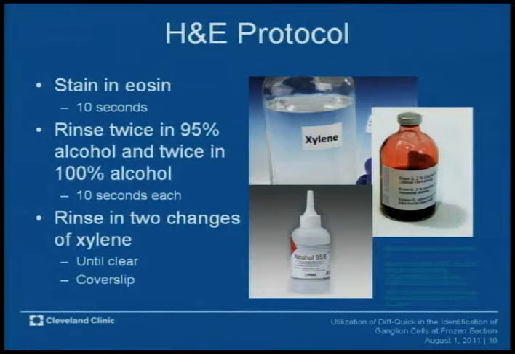The tissue was stained in eosin for 10 seconds and then briefly rinsed twice in 95% alcohol and twice in 100% alcohol. Finally, the tissue was soaked in 2 changes of xylene until the slides appeared clear and were cover slipped.